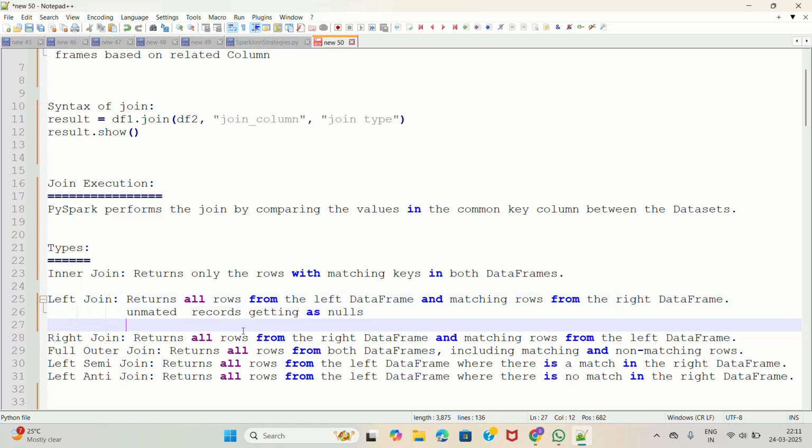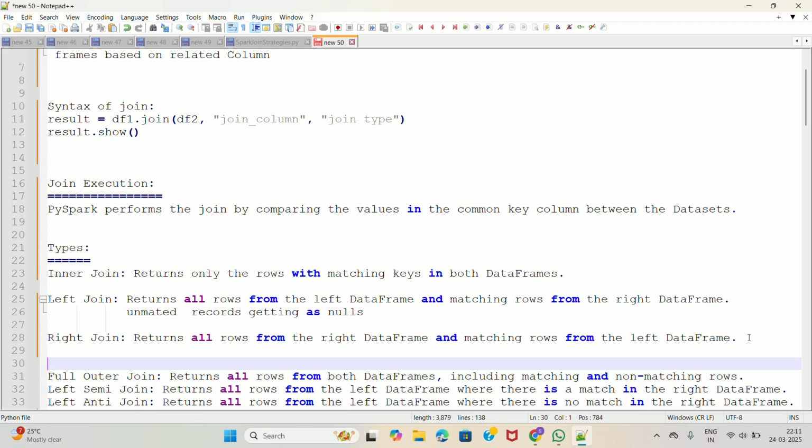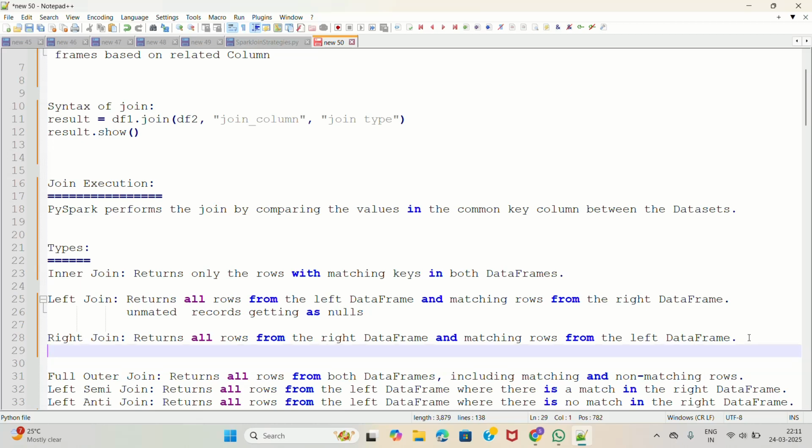If you talk about the right join here, similarly, it's quite the opposite of the left join. In the right join, it returns all rows from the right data frame and matching rows from the left data frame. It retrieves all records from the right table and matching records from the left table, but unmatched records, similarly here also, we are getting as nulls. This is the definition of the right join.